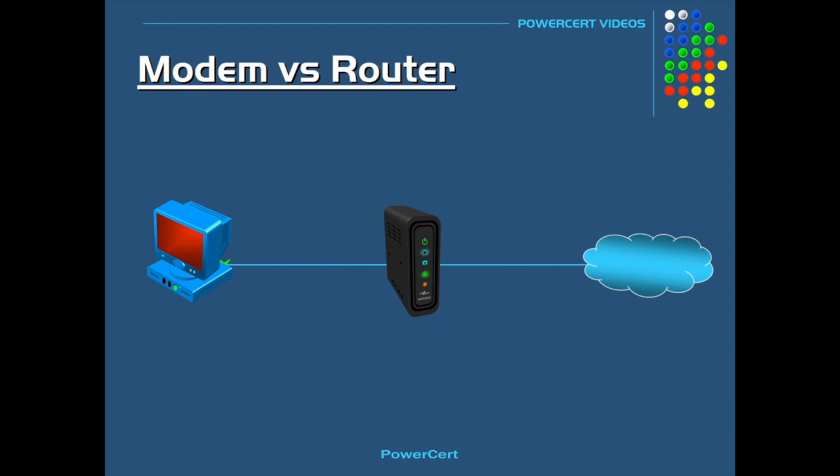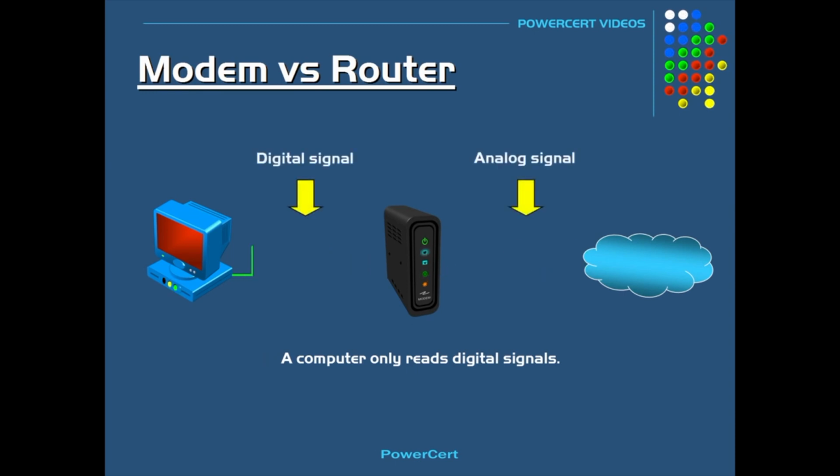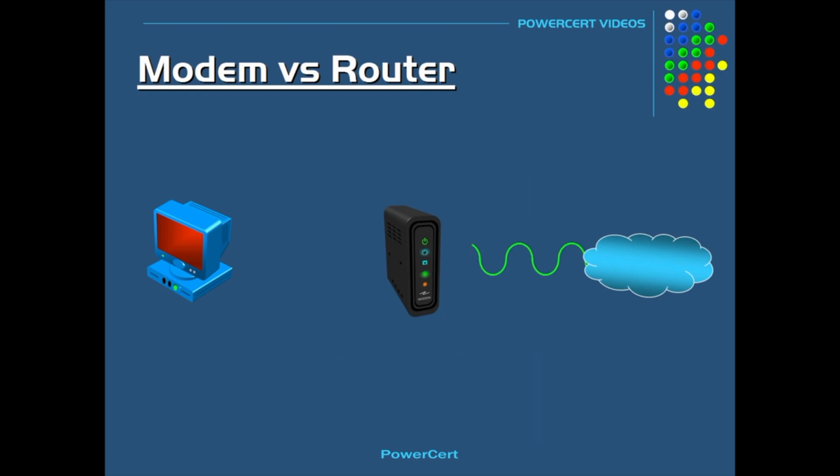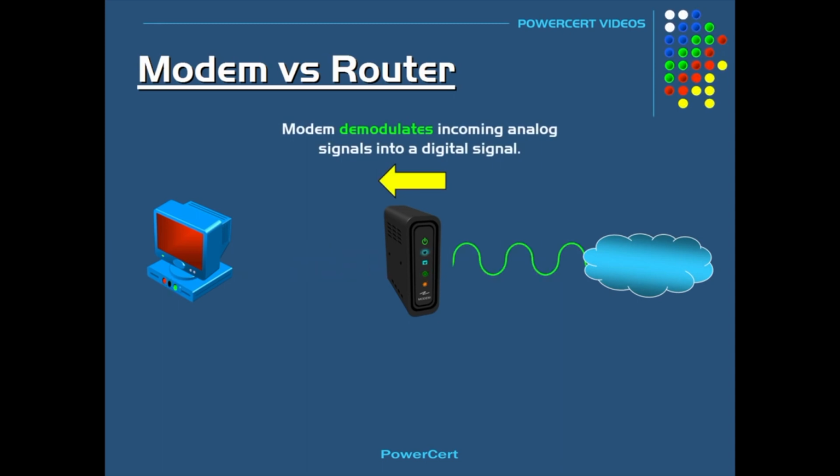Now, the reason why you have to have a modem is because of the two different types of signals that are used on a computer and on the internet. A computer only reads digital signals, while signals out on the internet are analog. As analog data comes in from the internet, the modem demodulates the incoming analog signals into a digital signal so that a computer can understand it.